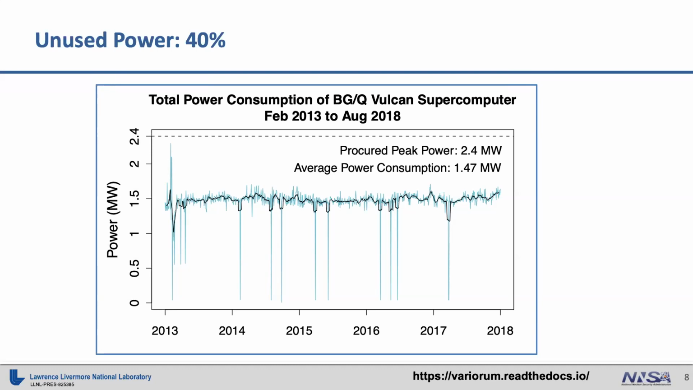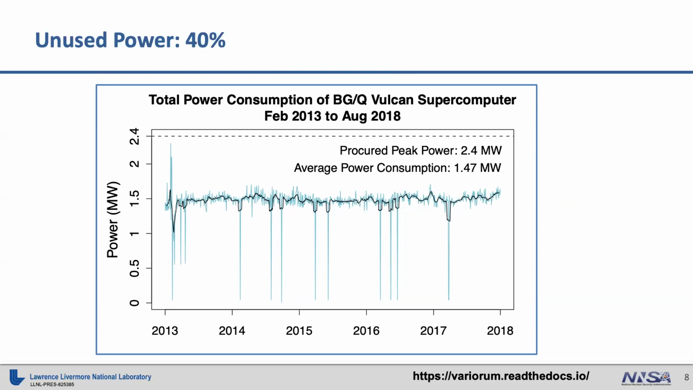The procured peak power on this was 2.4 megawatts, which is the dashed line that you see at the top. And the average power consumption across the entire 5-year window was about 1.47 megawatts. As you can see, there were times when we had maintenance cycles, which is when the power drops to 0. There was some initial burn-in phase and running of high-performance LinPack in the very beginning, where you can see the power go up to 2.3 megawatts or so. But other than that, the average power consumption for the workloads that we had was pretty low. So we had a lot of capacity that could have been used better.